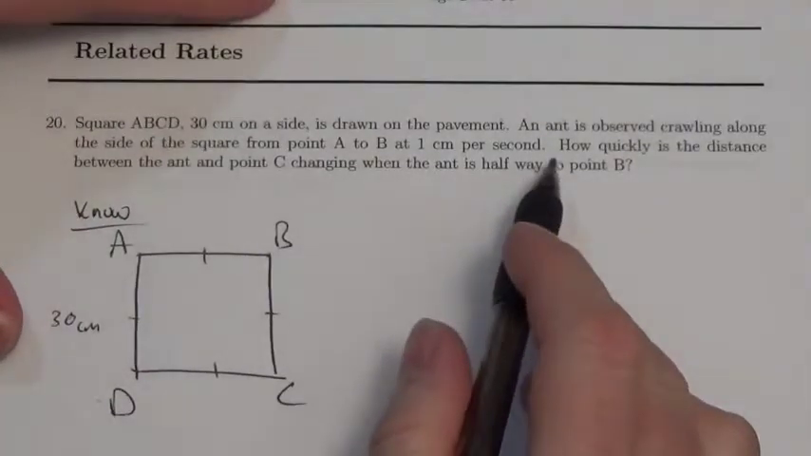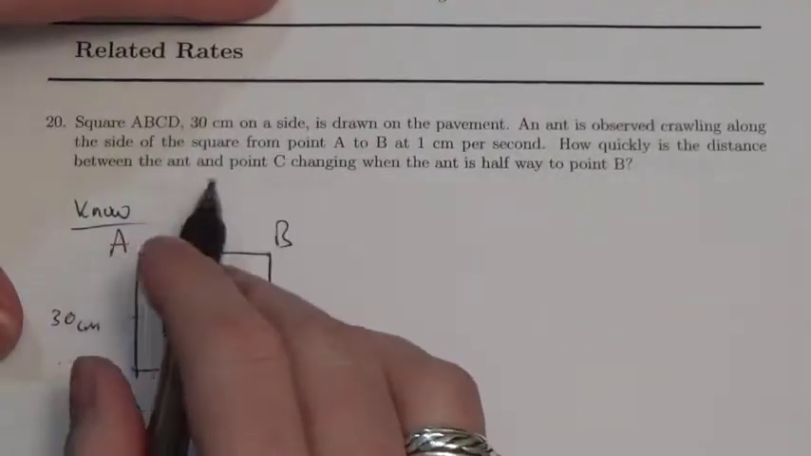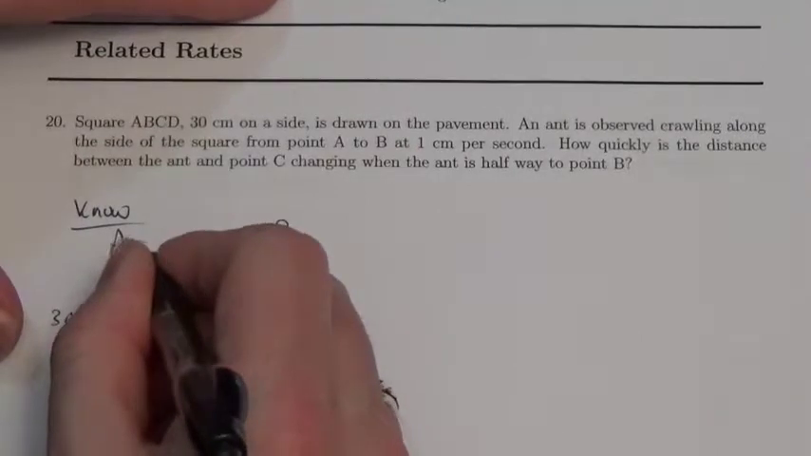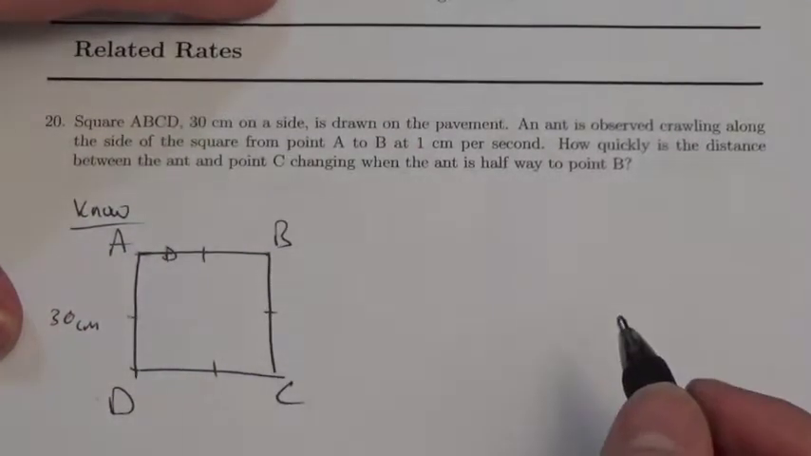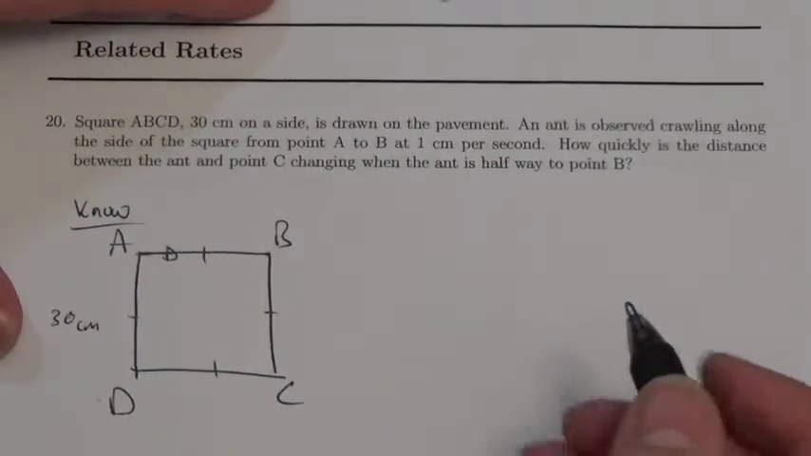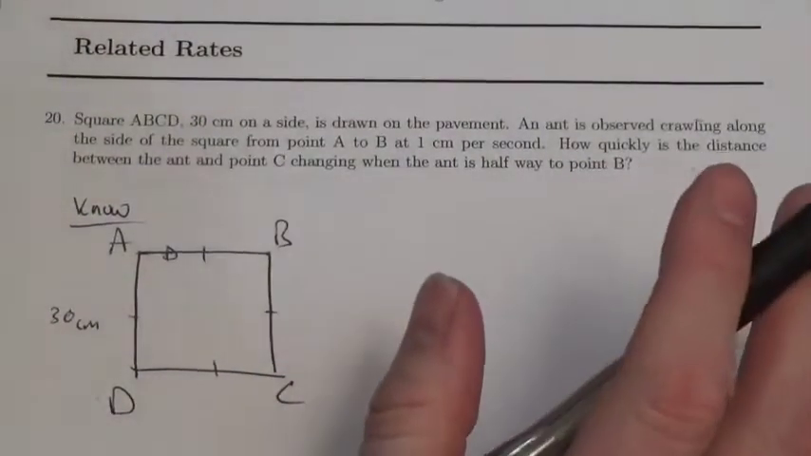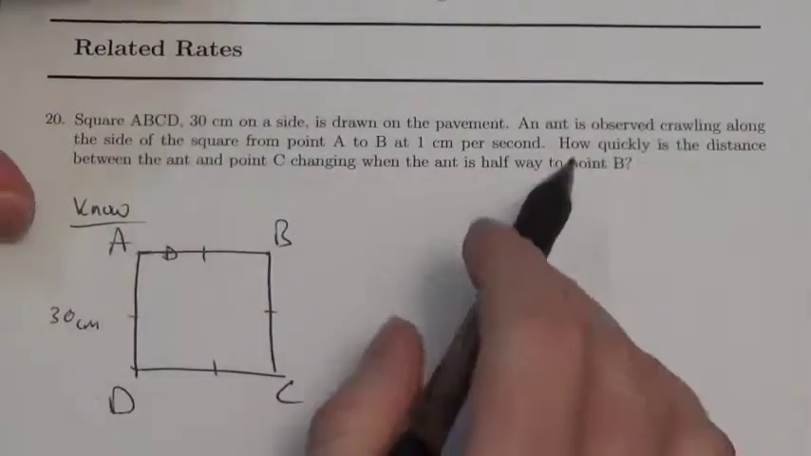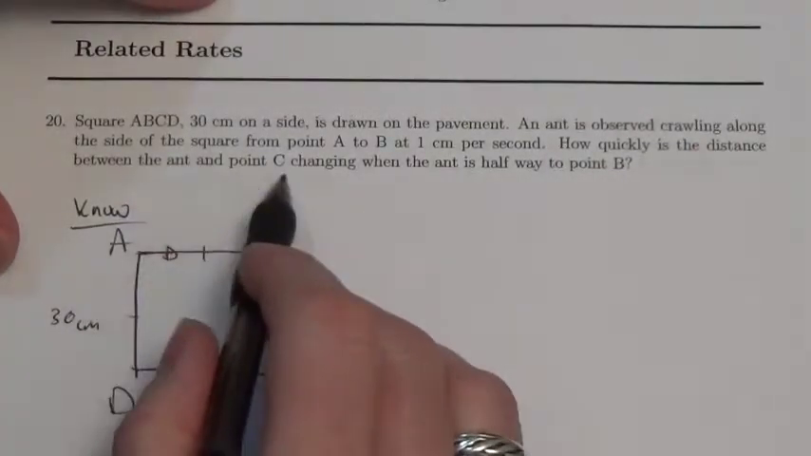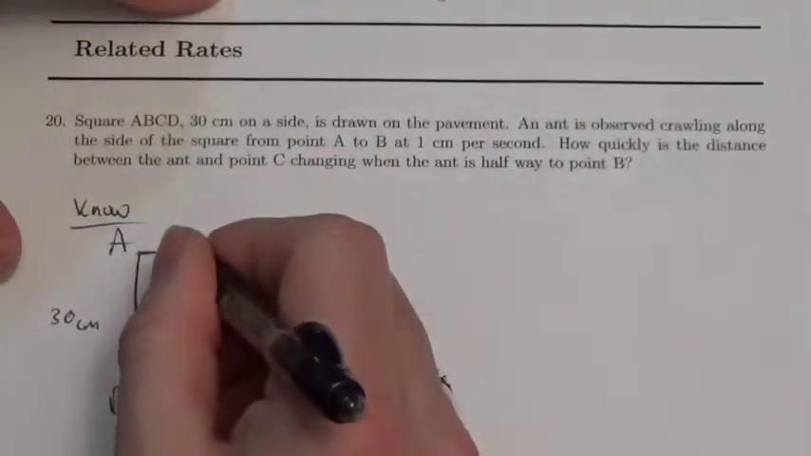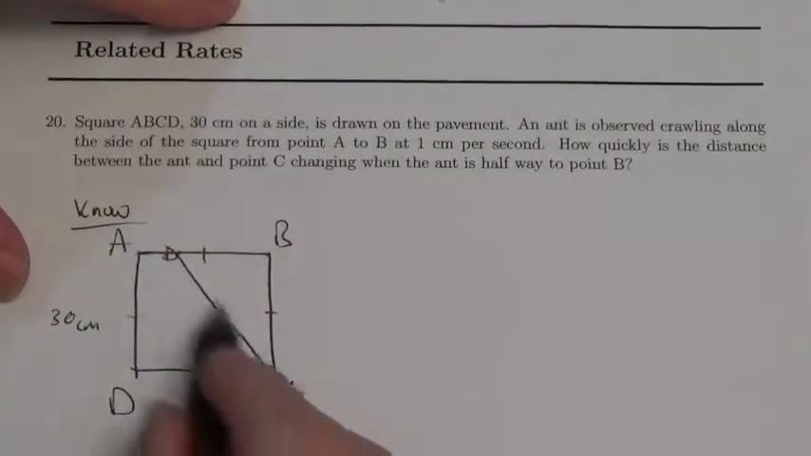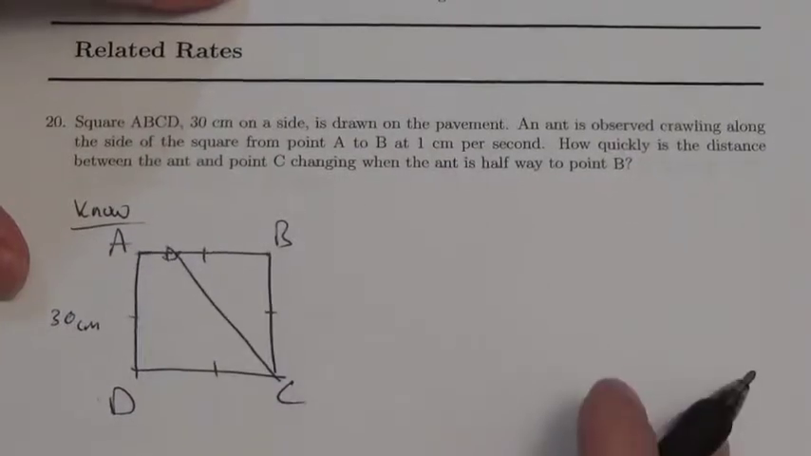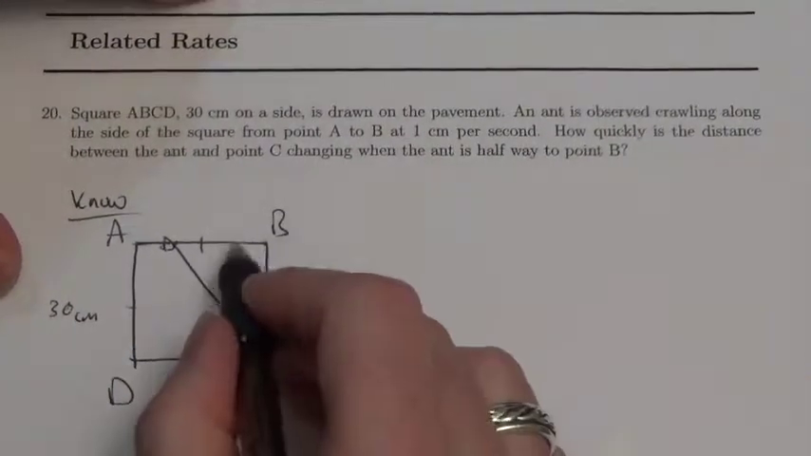An ant is observed crawling along the side of the square from point A to point B. So we got this ant crawling this way at 1 centimeter per second. Okay, so I tell you what, let's keep reading here. Just got to figure out what the question's asking. How quickly is the distance between the ant and point C... Okay, that's what I needed. So here's my ant, and we're interested in the rate at which the distance between the ant and point C is changing when the ant is halfway to point B.